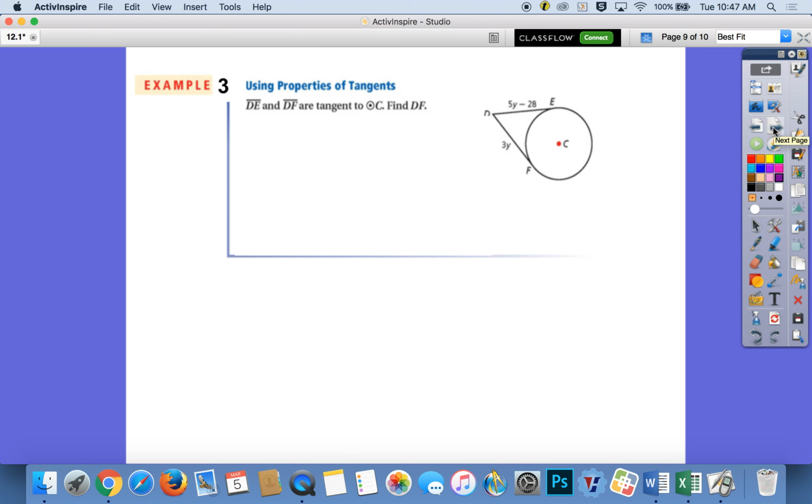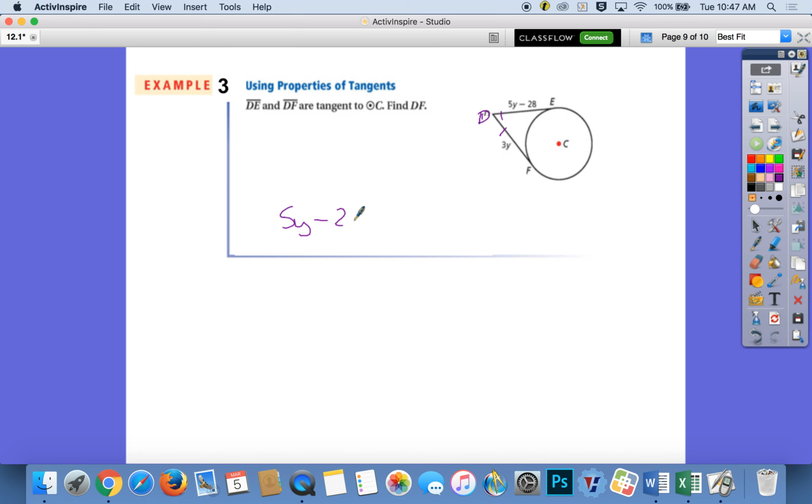Okay, so let's look at this example, guys, and we'll wrap it up. So it tells us that segments DE and DF are tangent to circle C. We want to find DF, okay, so we're looking for this segment length here. This is D right here, guys. I guess I covered it up a little bit. All right, so based on what we just said, these segments are going to be congruent, so we can set up our equation.